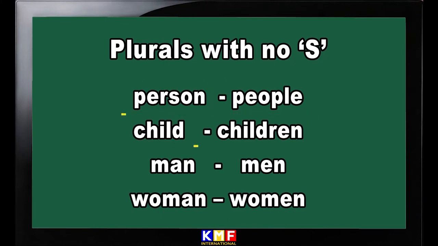Good. Yes. One child, two children. One man, two men. One woman, two women. Good. Let's look at the animal plurals with no S.